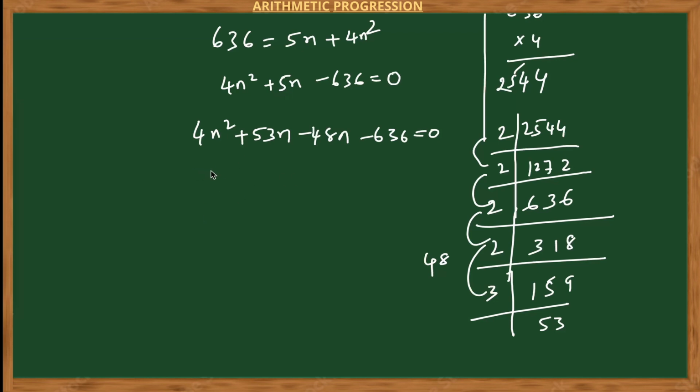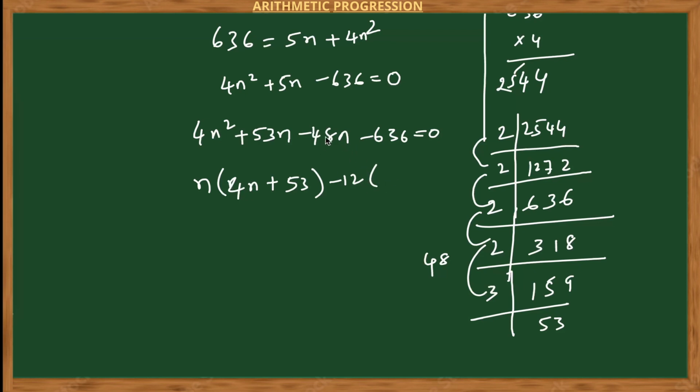So let's take common. n is common here, so n times 4n plus, here we have 53. Okay, so what is common here? 48. Okay, so we can see 12. In 12, let's take common out 12. Okay, so what is remaining?